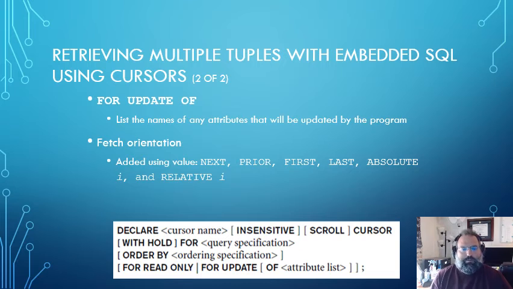Retrieving multiple tuples with embedded SQL using cursors: FOR UPDATE OF lists the names of any attributes that will be updated by the program. FETCH orientation values are NEXT, PRIOR, FIRST, LAST, ABSOLUTE i, and RELATIVE i. And this is basically a way of declaring a cursor.